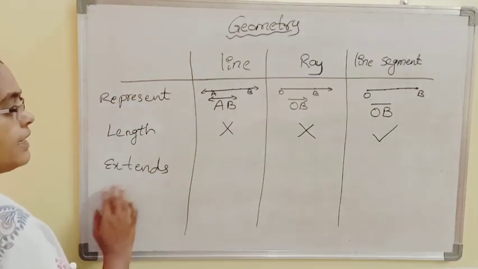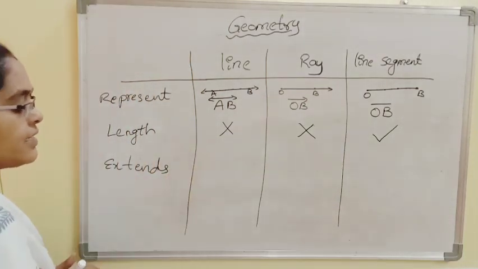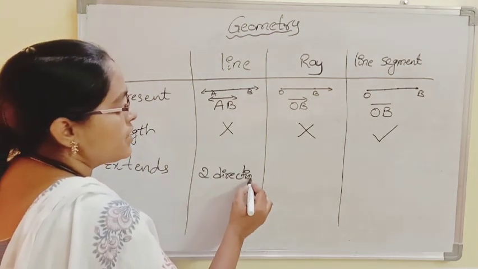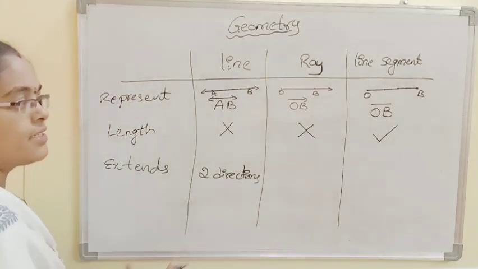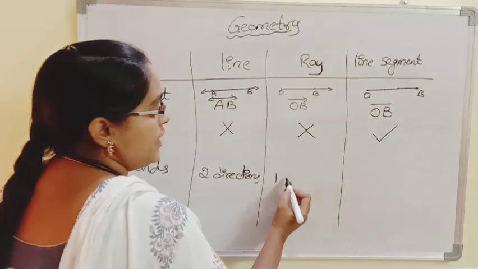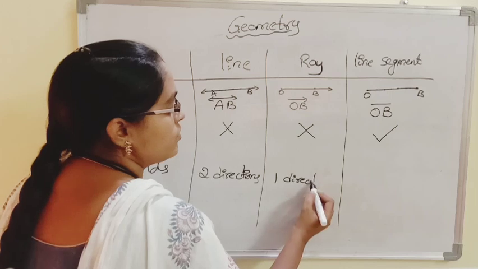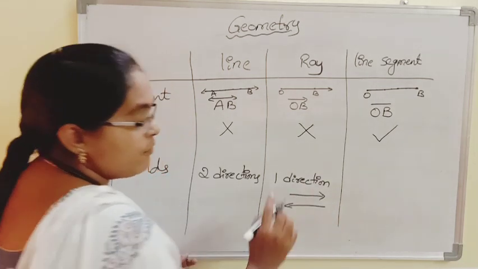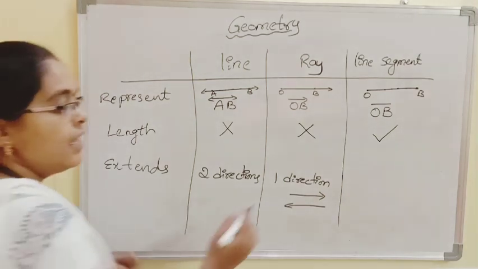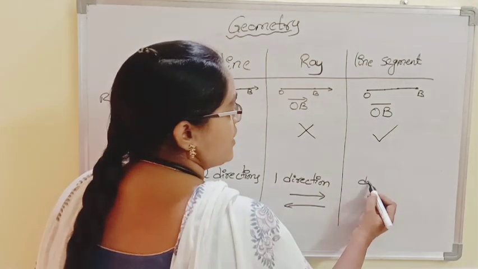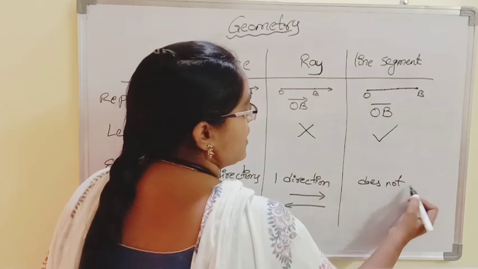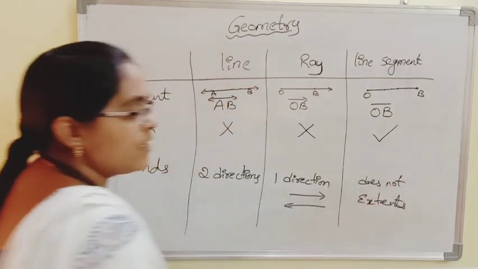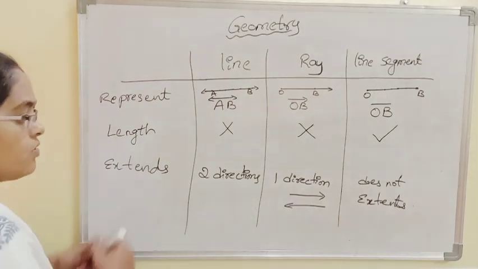Now see the next one, extends. A line extends in two directions, in both the sides. A ray extends only in one direction. A ray may go this side or this side, only one direction it extends. A line segment does not extend. It has a fixed length. It does not extend.